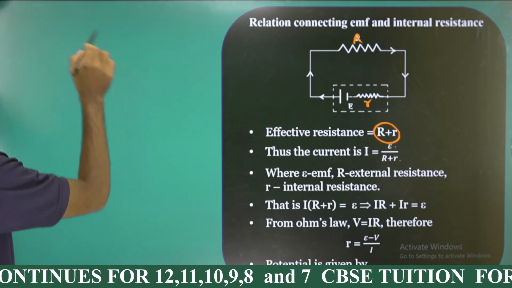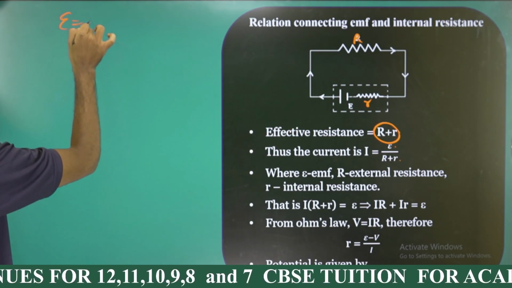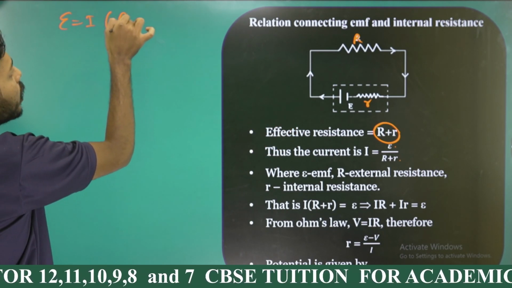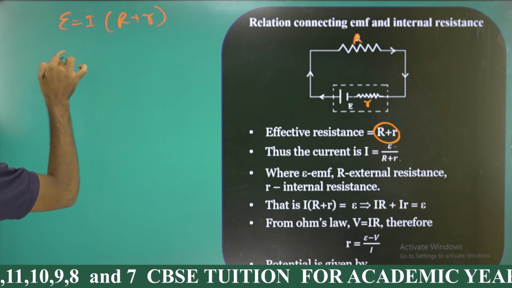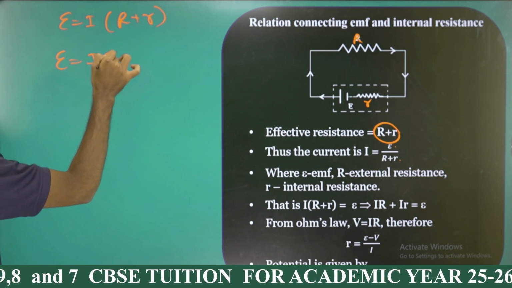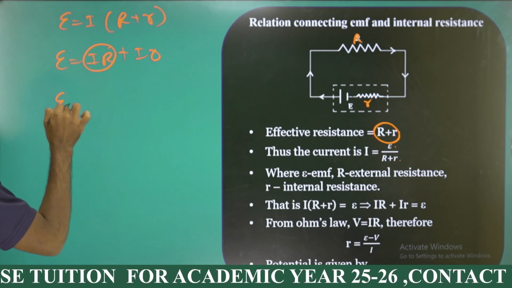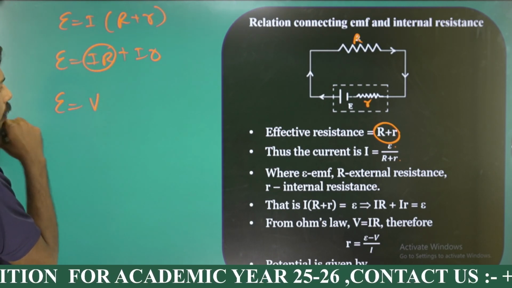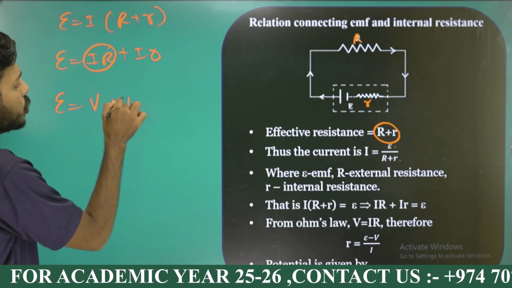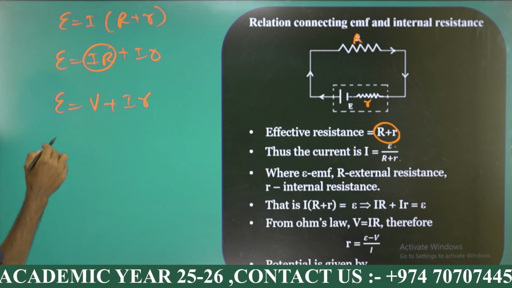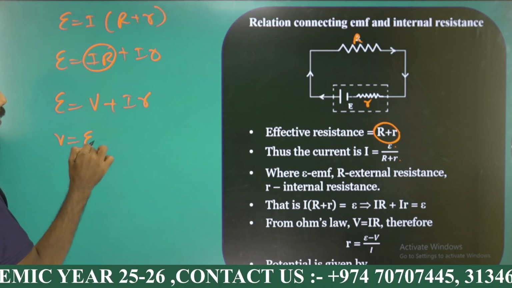We are just applying Ohm's law here. According to Ohm's law, volt is equal to current into resistance. Here the resistance is capital R plus smaller r. So E is equal to IR plus Ir. What is IR? IR is the actual real volt we are getting. So we can write V is equal to E minus Ir.